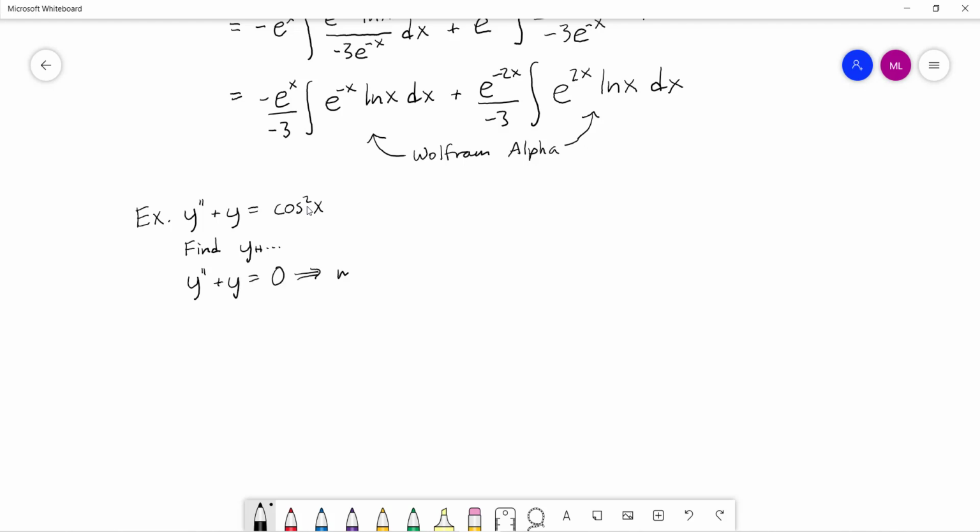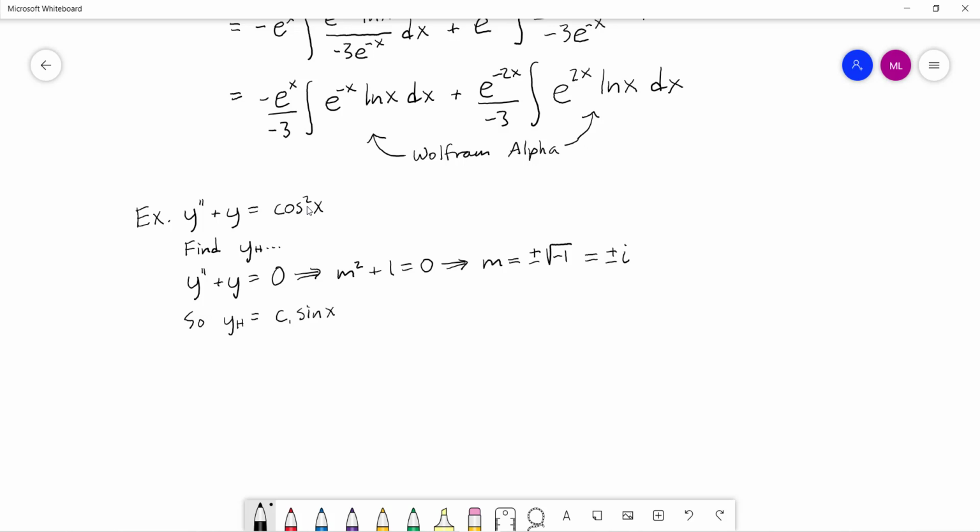Again, the characteristic equation of that should be m squared plus 1 equals 0. We'll see that that means m is equal to plus or minus the square root of negative 1, so plus or minus i. We have purely imaginary results. Whenever it's purely imaginary, this tells me that y homogeneous is going to be purely sines and cosines.